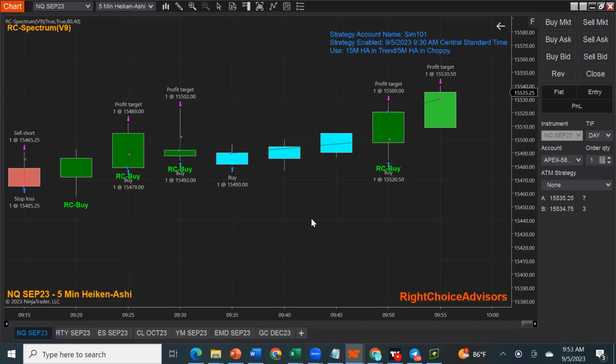So if NQ is giving profits, then basically your ES will give profits, your RTY will give profits, your YM will give profits. So if you have 5 different Apex accounts, then basically all of them are giving profits in the same way. You have profit target 1, profit target 2, profit target 3, profit target 4.